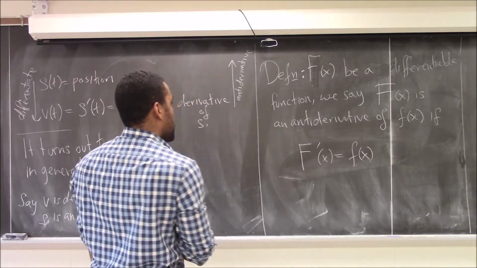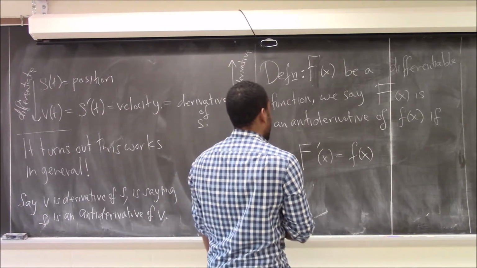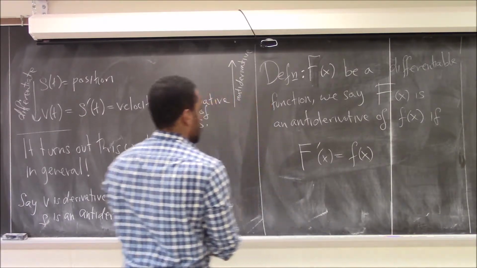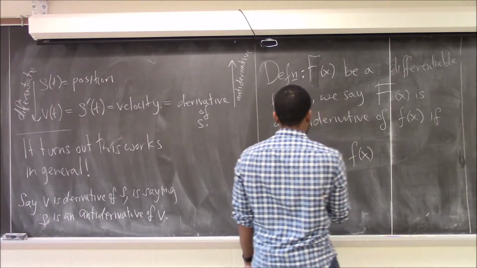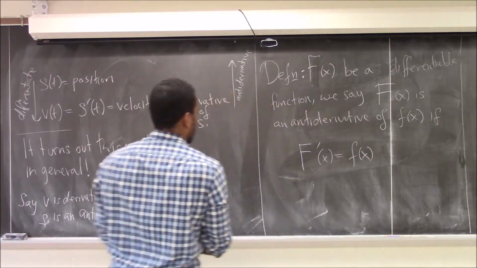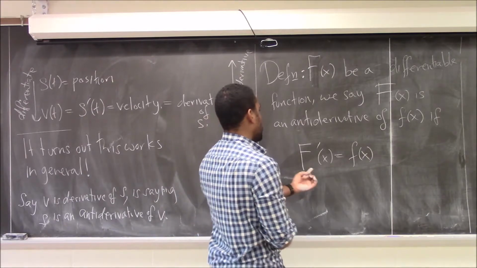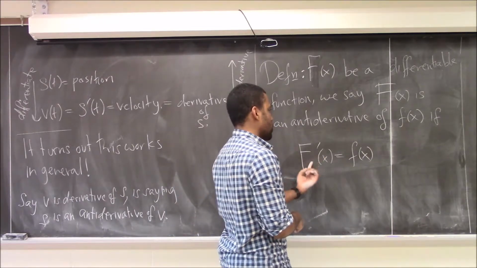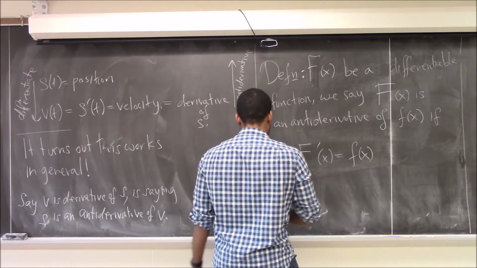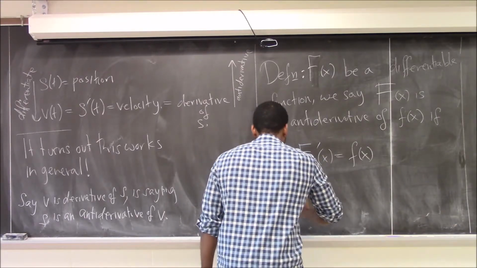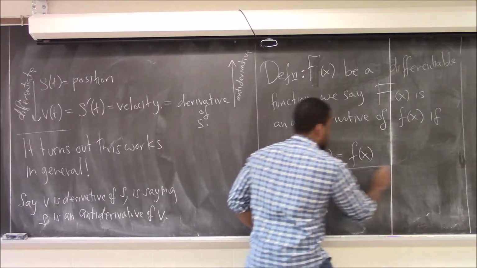So big F is the antiderivative, means that the derivative of this is equal to that. Yes. Right? So I can say S is an antiderivative of V means that the derivative of S is equal to V. Yes. So that's just a definition. And that's the end of the definition.